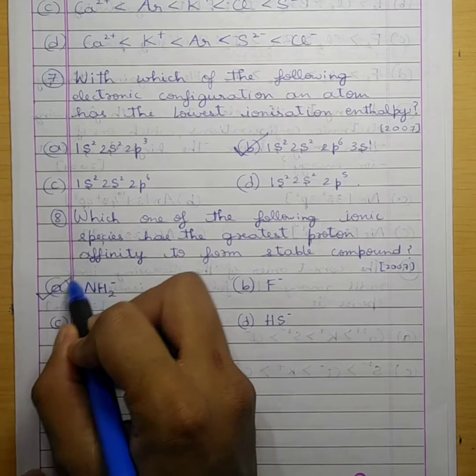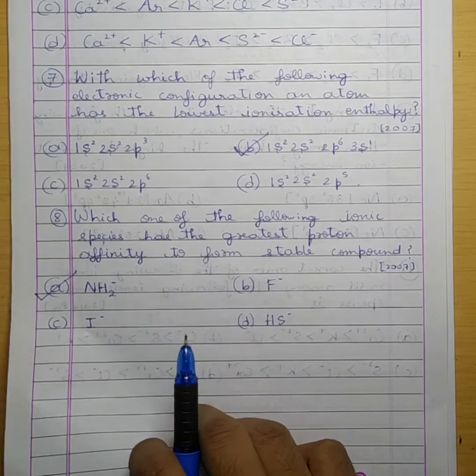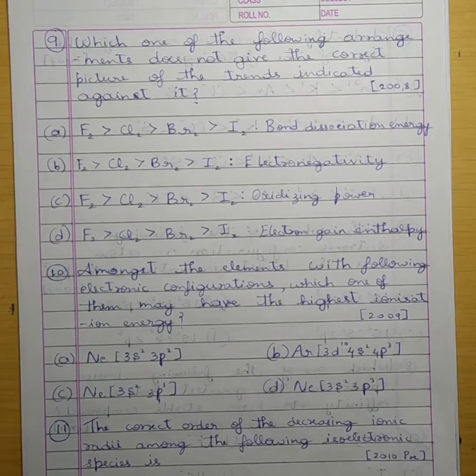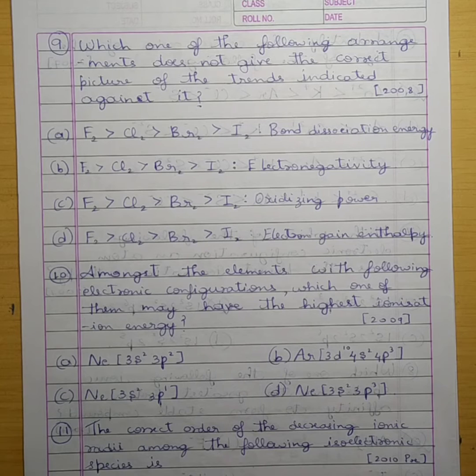It is option A, NH2 minus has the greatest proton affinity to form a stable compound. Question 9. Which one of the following arrangements does not give the correct picture of the trends indicated against it?